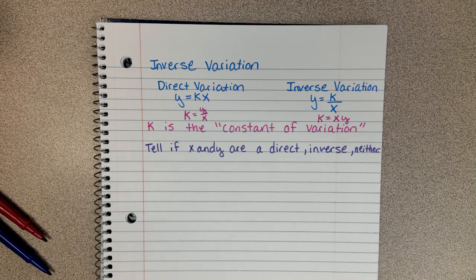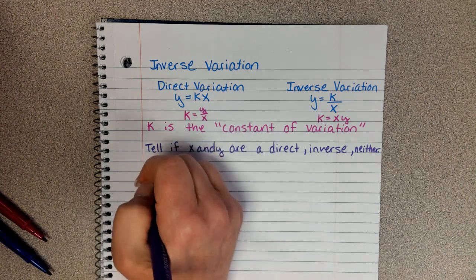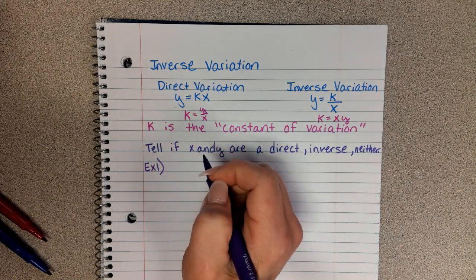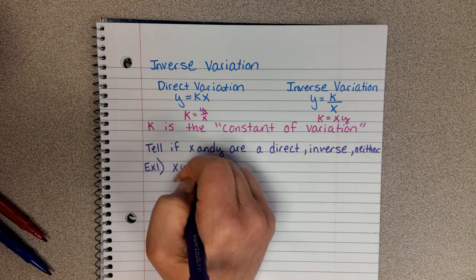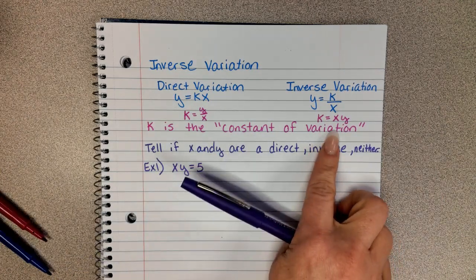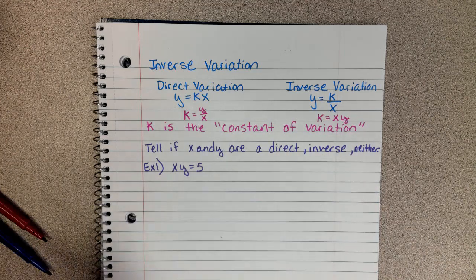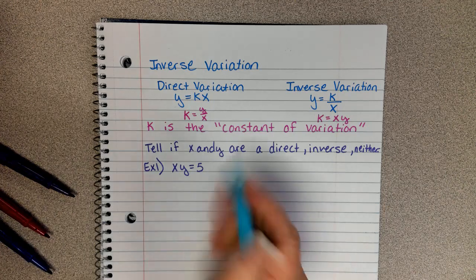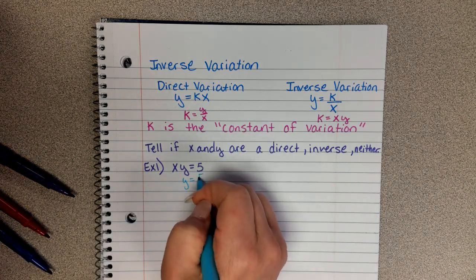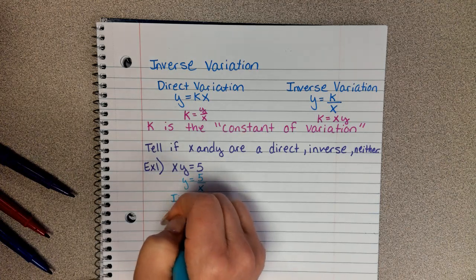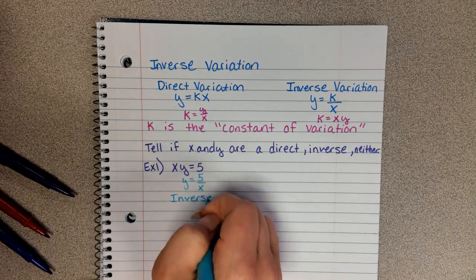One thing you can do is work with the equation. So let's say you have the equation x times y equals 5. Now, if you already know that's how you find the constant, you could say that that's inverse. You could also solve it for y. If you get the y isolated, what you'll end up with is y equals 5 over x. That makes it very clear that this is an inverse variation.